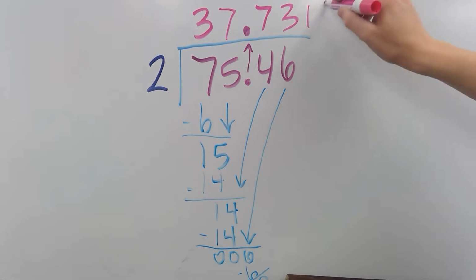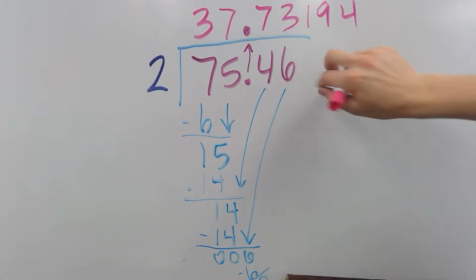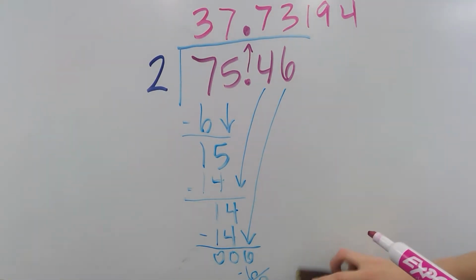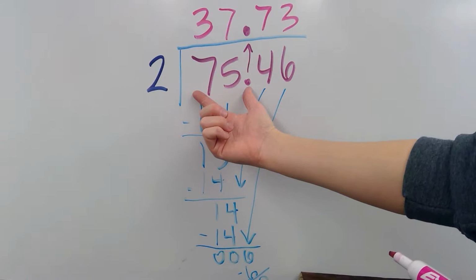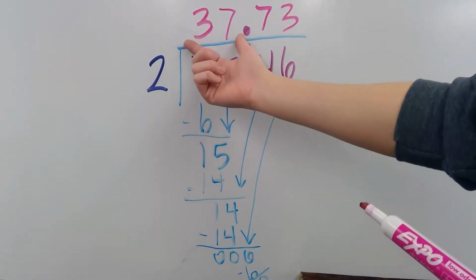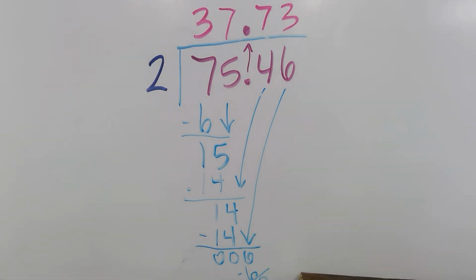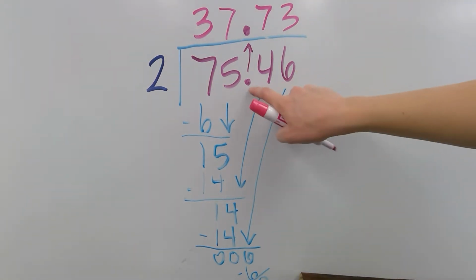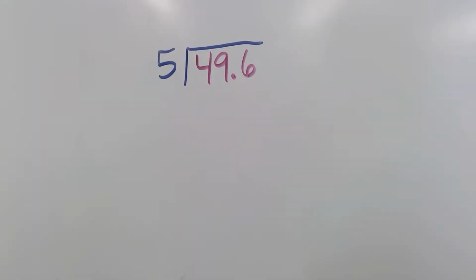If you end up with some number that has more digits than your dividend, you've done something wrong. So quick, easy check. 2 numbers before the decimal, 2 numbers before the decimal. 2 numbers after, 2 numbers after. So when there's only a decimal in the dividend, bring it straight up and then just divide.